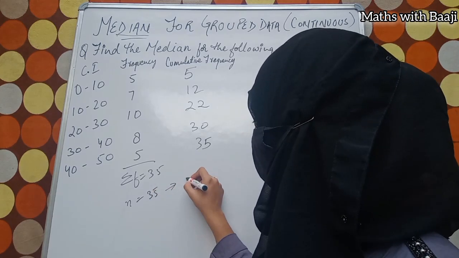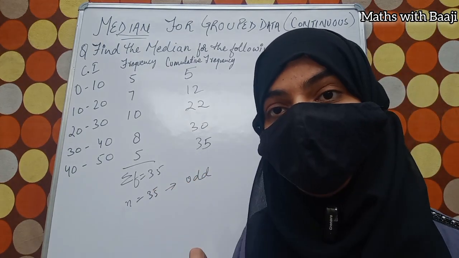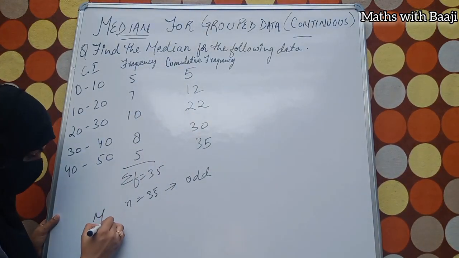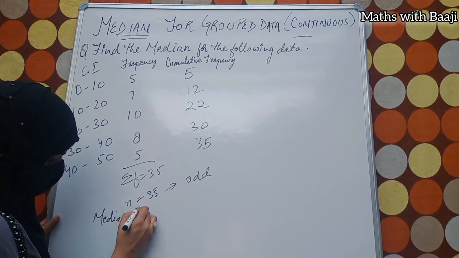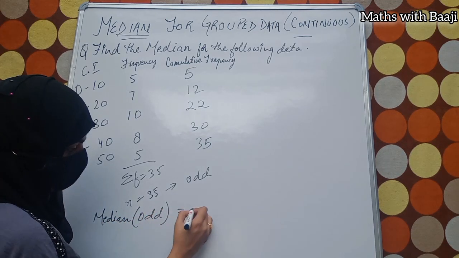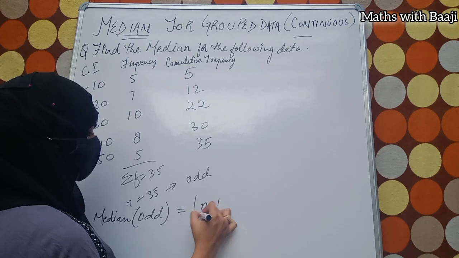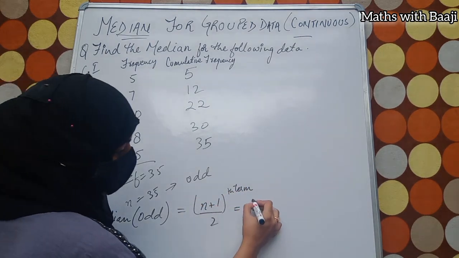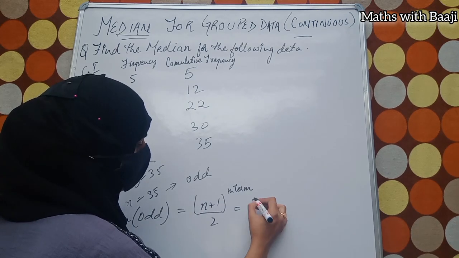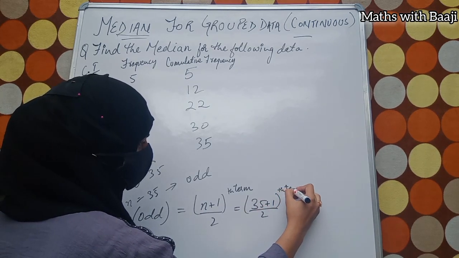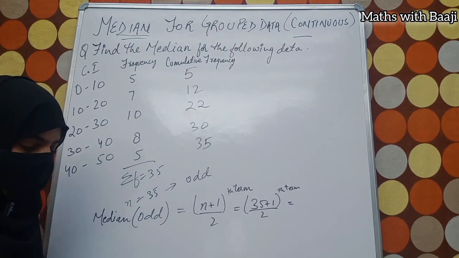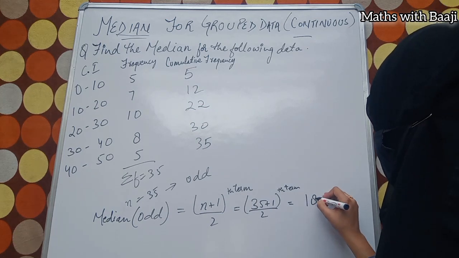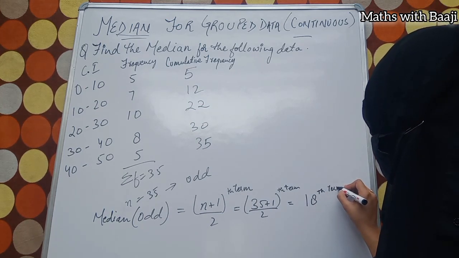So you can see here the value of n, the number of terms, is 35, and it is odd. And in case of odd, what do we do for median? For the odd case, the (n plus 1) upon 2th term. And what is n? n is 35, plus 1 upon 2, that term. That will be 36 divided by 2, which will give the 18th term. So this will be the 18th term.